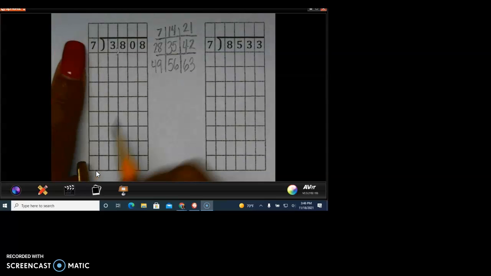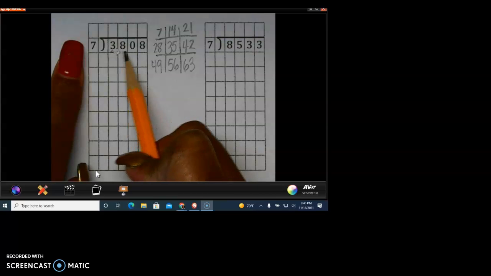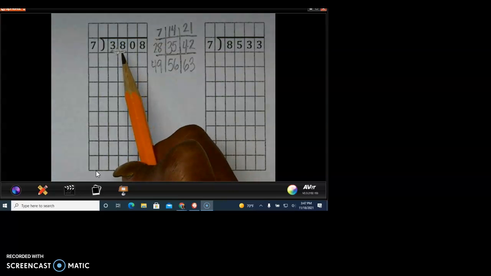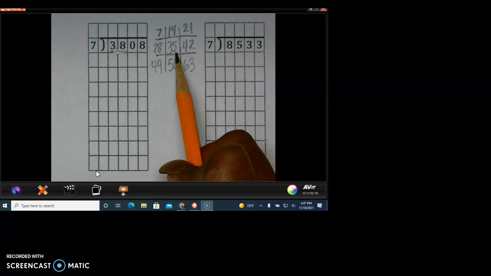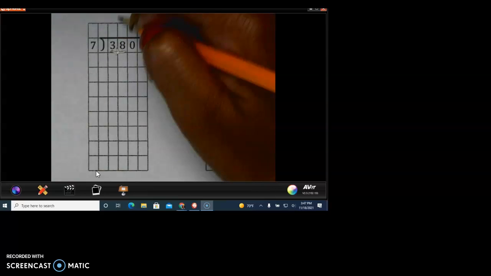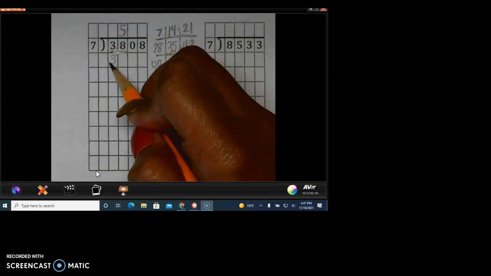Now, I'm going to start here in the 3,000. I cannot make any groups of 7 with just 3,000. So I will come here and think about the 38, 3,800. I can make groups of 7 out of 38. If I use my tic-tac-toe chart, I realize 5 times 7 is the highest I can go without going over. If I do 6, it'll go up to 42, and that's too much. So, 500. 5 times 7 is 35.